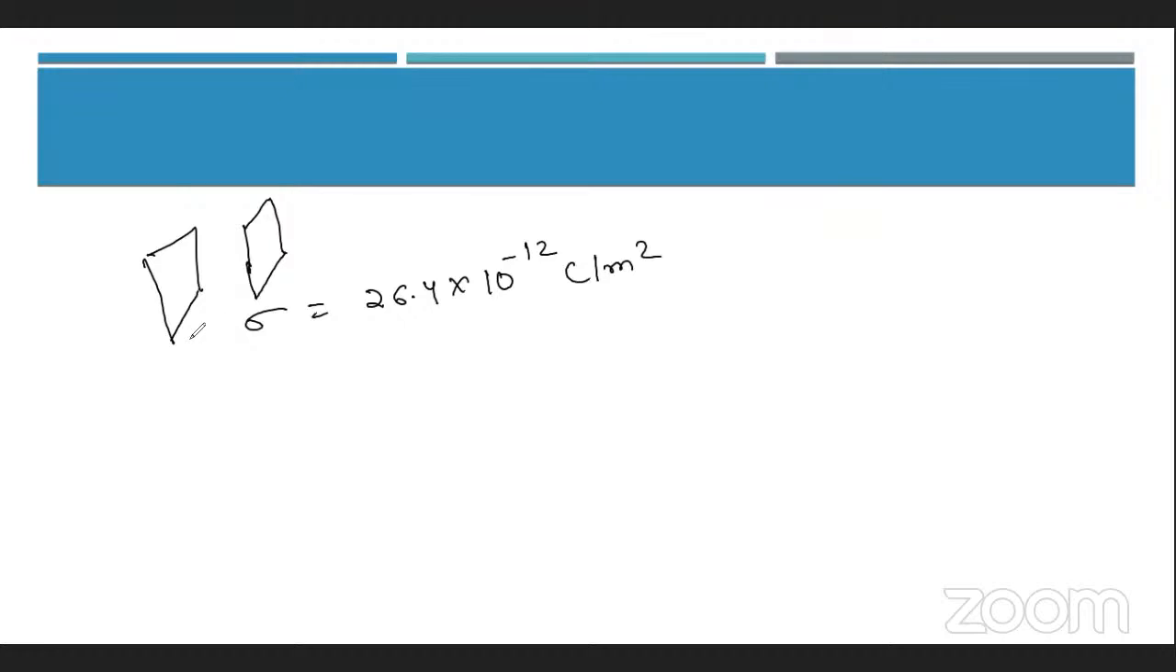Okay, we have another question. We have two parallel thin metal sheets. Both have surface charge density sigma, which is 26.4 times 10 to the power minus 12 coulomb per meter square. They have opposite signs, so if one is plus sigma, the other one is minus sigma. You need to find the electric field between these sheets.